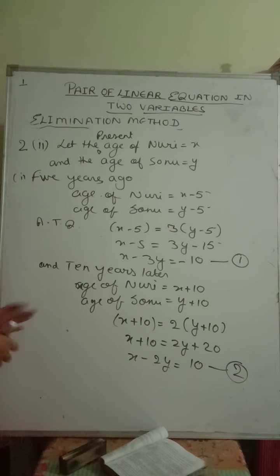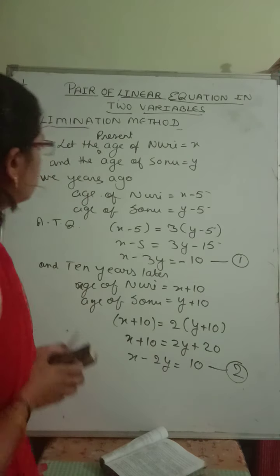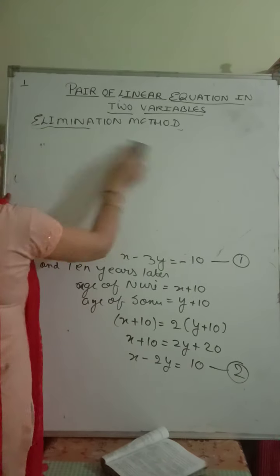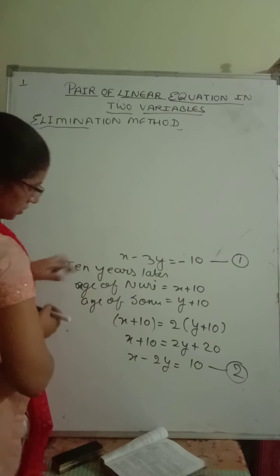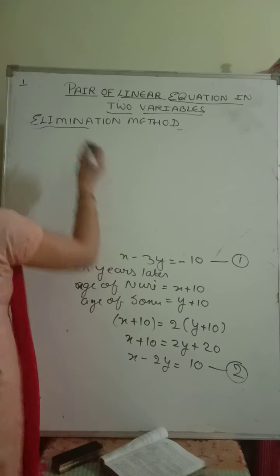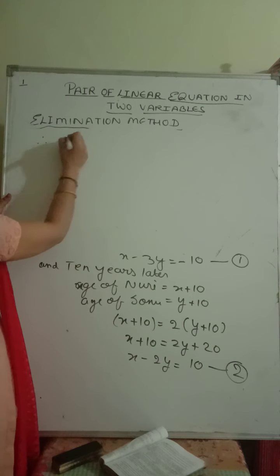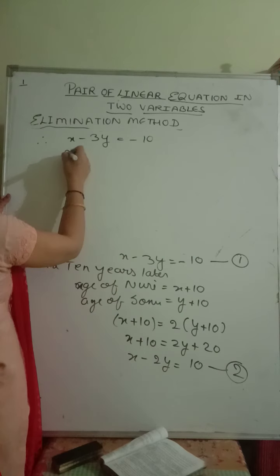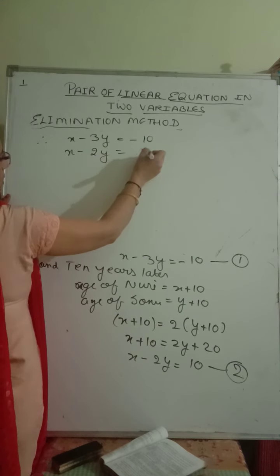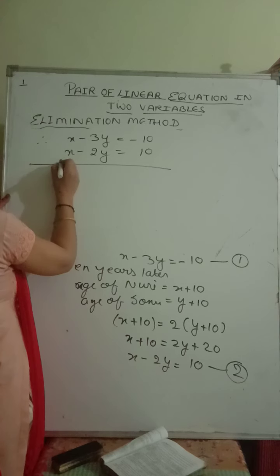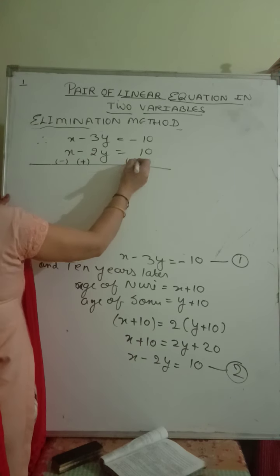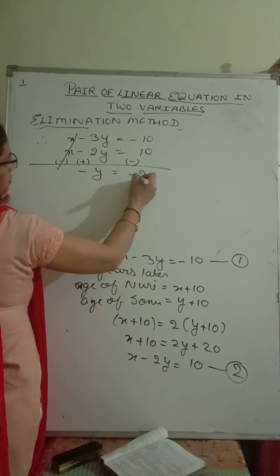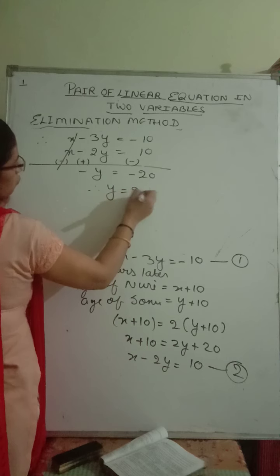Okay. Now let us solve by elimination method. So we have two equations. Okay. Let me write two equations. देखो x we easily will cancel out. So therefore x minus 3y equals minus 10 and x minus 2y equals plus 10. So how can we do? We can subtract it. Minus plus minus, cancel out. So this minus y equals minus minus plus minus 20. So therefore y is equal to 20.